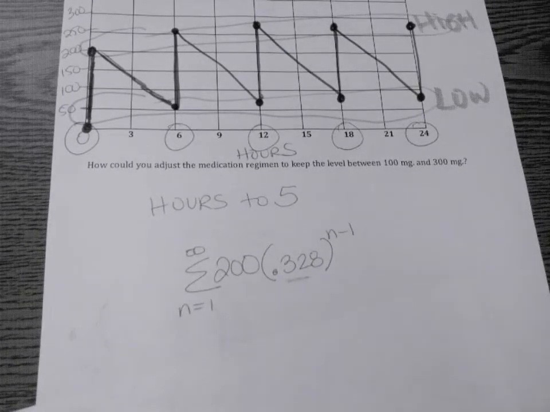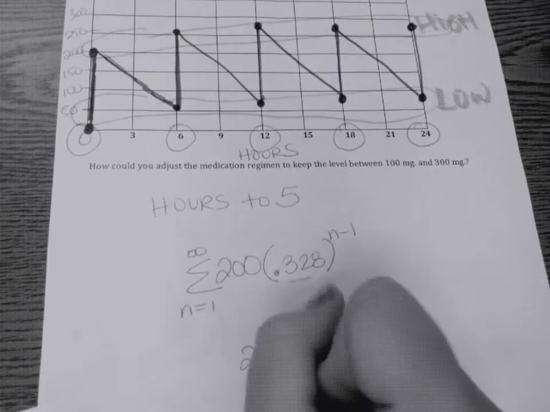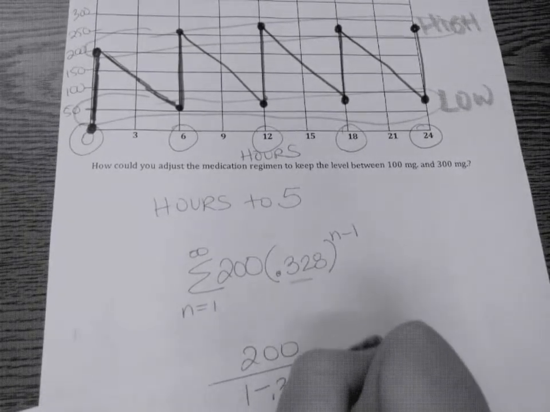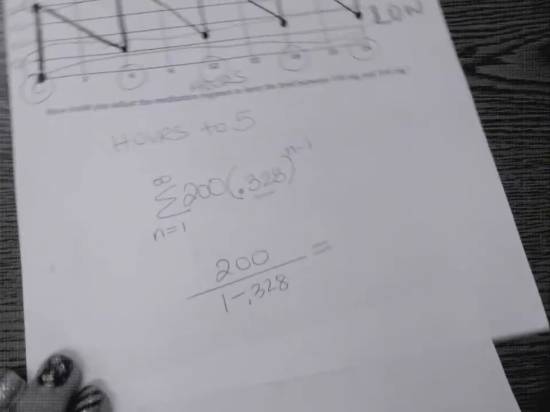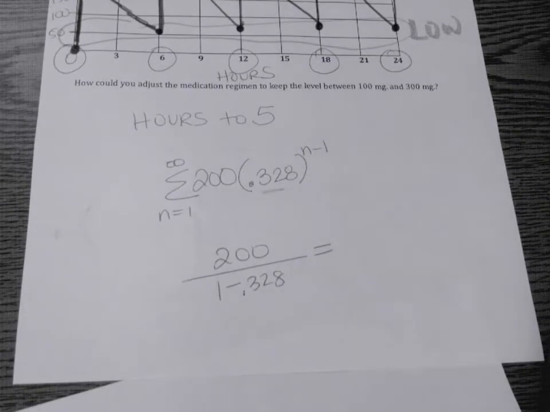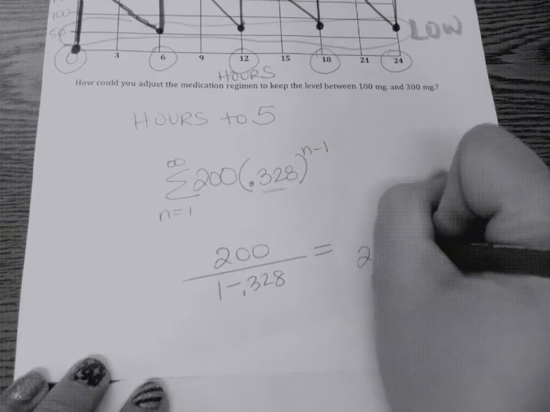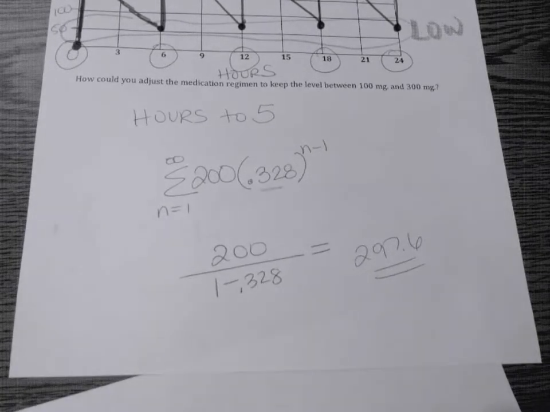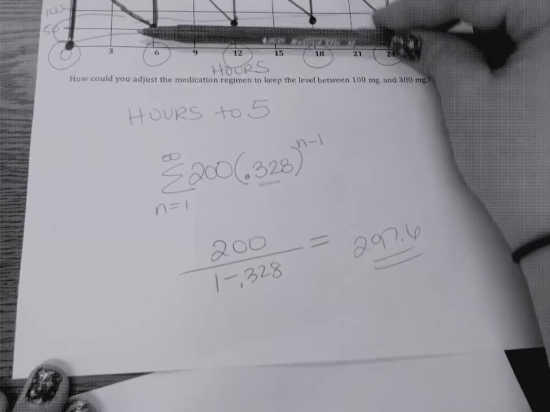How does that adjust our lows and our highs? Does it give us too high or too low? Right? If we wanted to do the infinite sum, you do 200 over 1 minus 0.328. Let's just make sure that we're not going to overdose our patient, because they want you to stay at 300, let's say. So what do you get as your maximum when you do that infinite sum? You get 297.6. So we haven't overdosed to over 300.